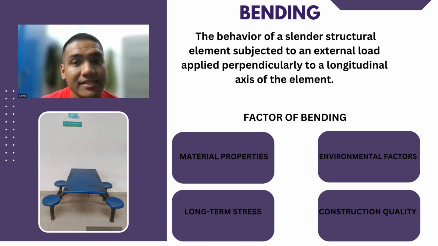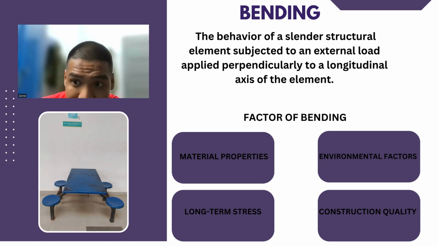What is bending? Bending is the behavior of a structural element subjected to an external load applied perpendicularly to the longitudinal axis of the element. Based on our object, which is a table, we can get four factors of bending, which are material properties, environmental factors, long-term stress, and construction quality.